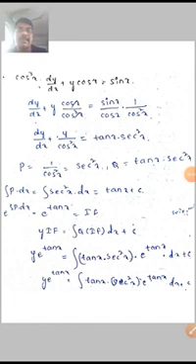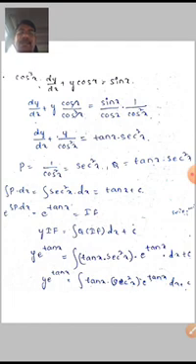Next problem: cos cube x dy by dx plus y cos x is equal to sin x. First we have to convert it into the form of dy by dx plus y cos x by cos cube x is equal to sin x by cos x into cos square x. Here dy by dx plus y by cos square x is equal to tan x secant square x. Here p is equal to 1 by cos square x, which is secant square x, and q is equal to tan x secant square x.